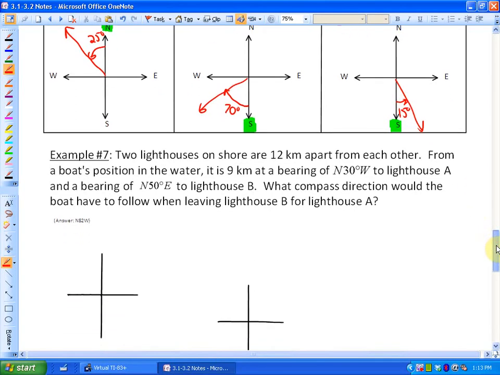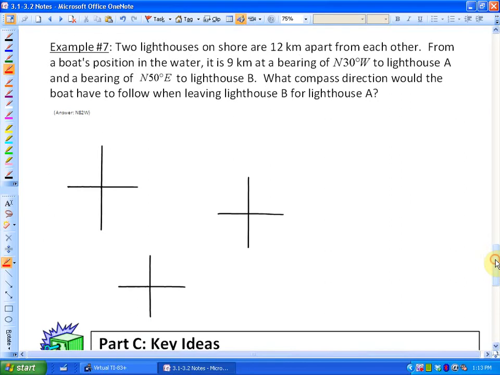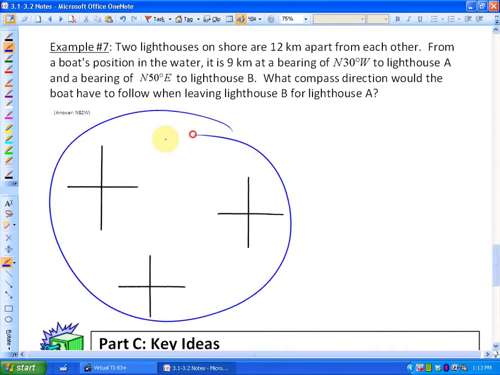All right, so let's read our last word problem here. Example number 7 says this: two lighthouses on shore are 12 kilometers apart. So generally what you want to do is just start somewhere and then refine it as you go. So if we look at this part, we've got two lighthouses. Don't mind this part at the moment. Two lighthouses, whatever they look like, they're 12 kilometers apart. So there you go. Okay.